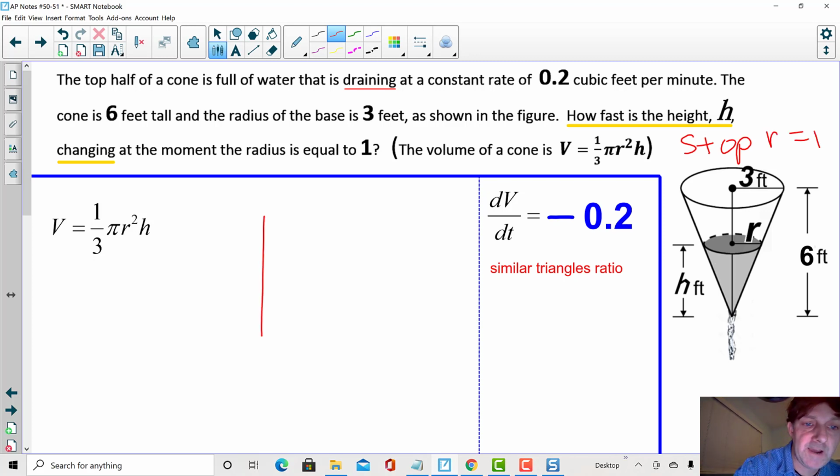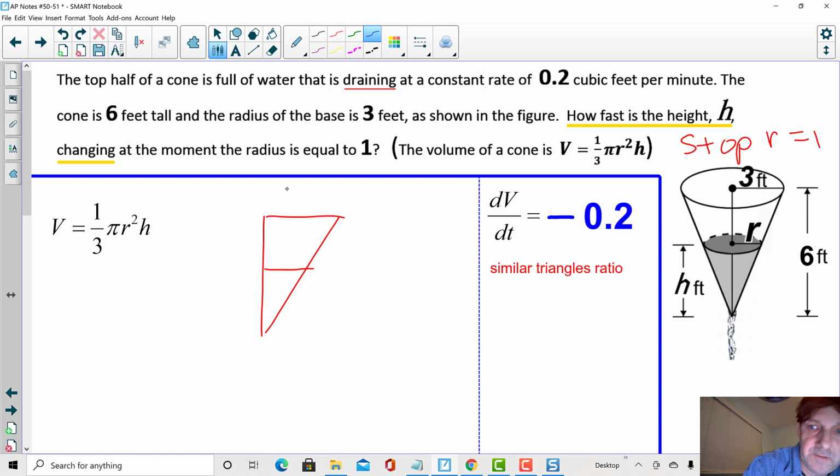Now you can see we do have similar triangles here. The reason why they're similar is that they both have a right angle right here, and they both share this angle down at the bottom. So if 2 of the angles are congruent, then all 3 have to be congruent. So we have similar triangles.